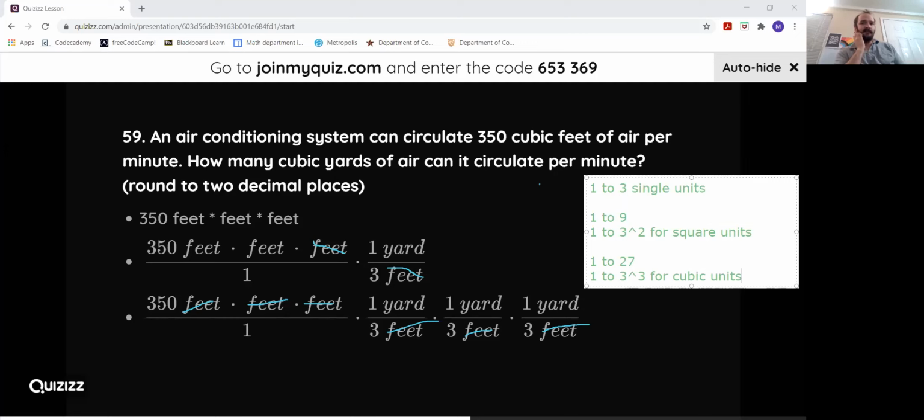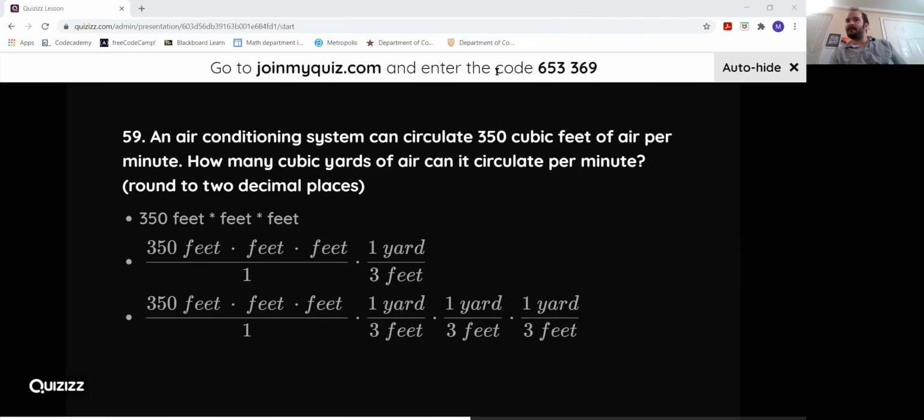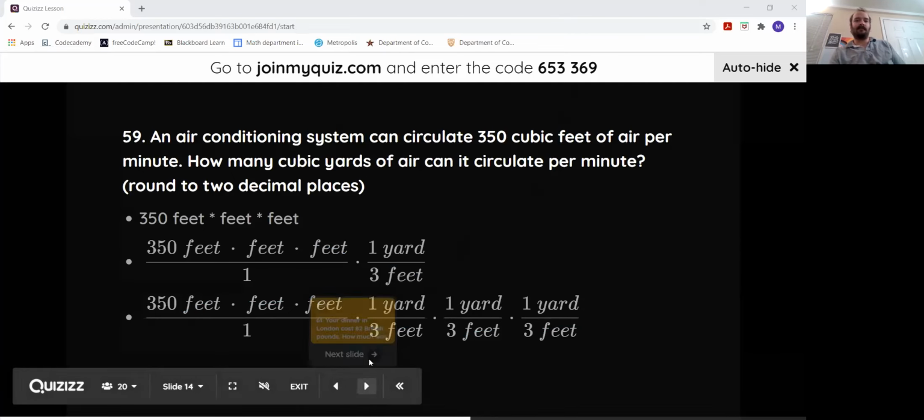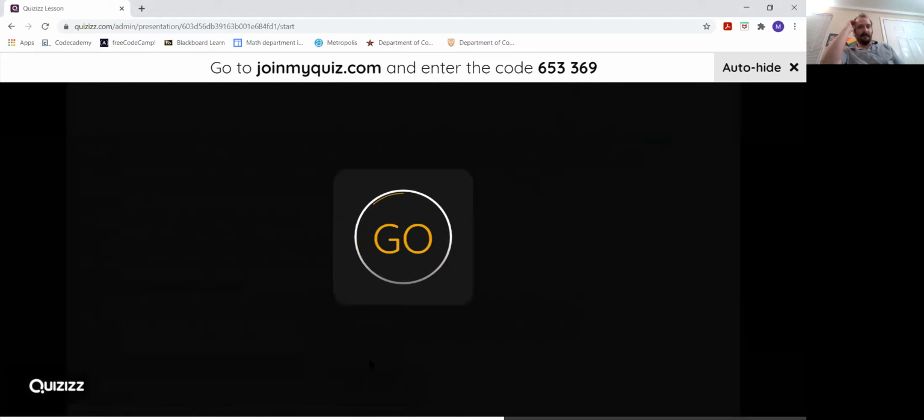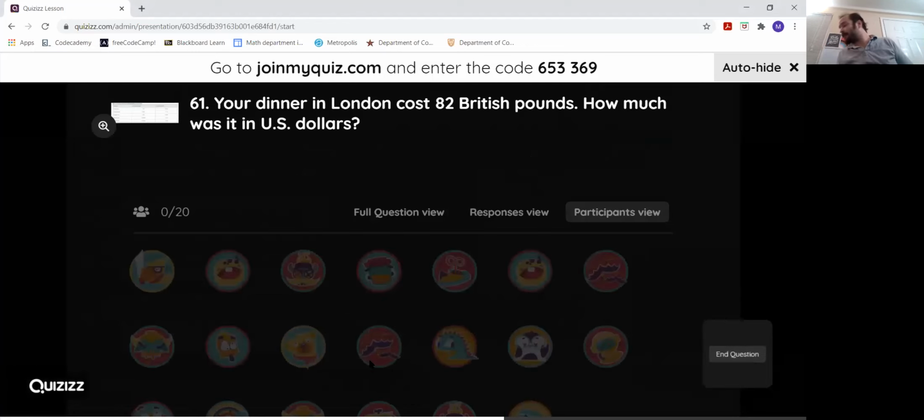Any questions about this? I believe this does come up later. This is something you definitely got to get down. Next slide. So that is doing the dimensional analysis. You have to multiply by that conversion multiple times, depending on what dimension you're in.